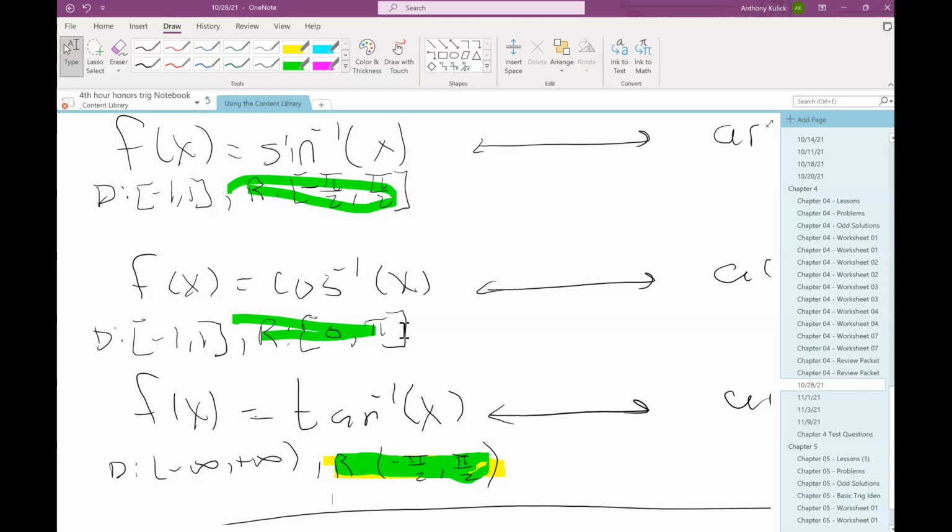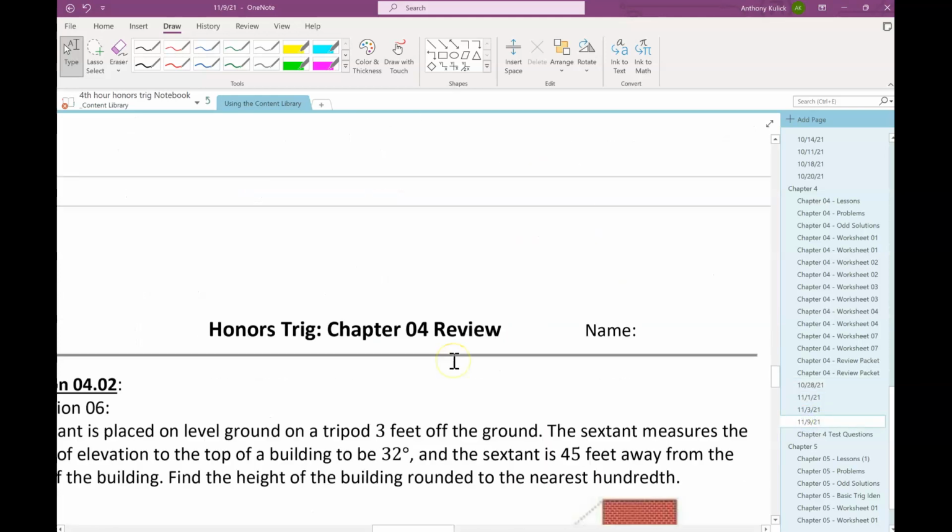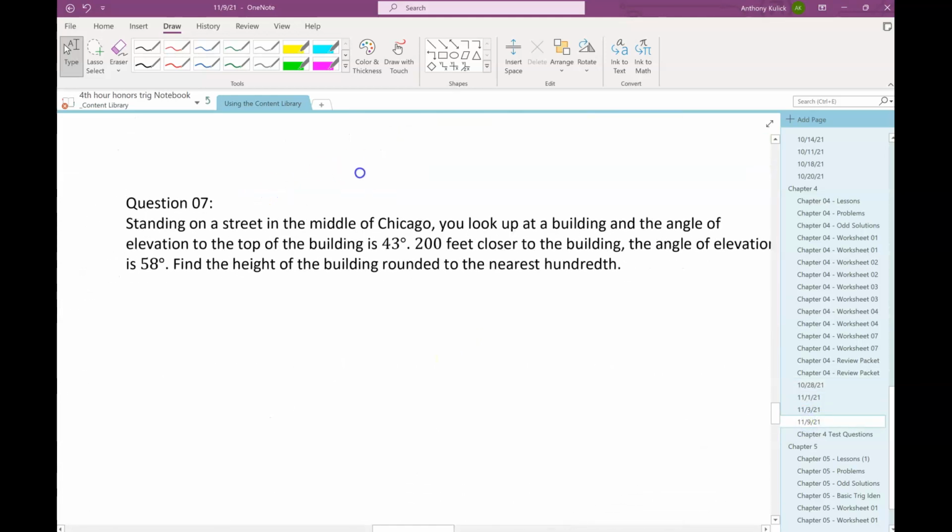Who else? Happy to do more if there's more. Amy, is that a hand? Yeah. Let's hear it. Page 4 for question number 7. Page 4, number 7.